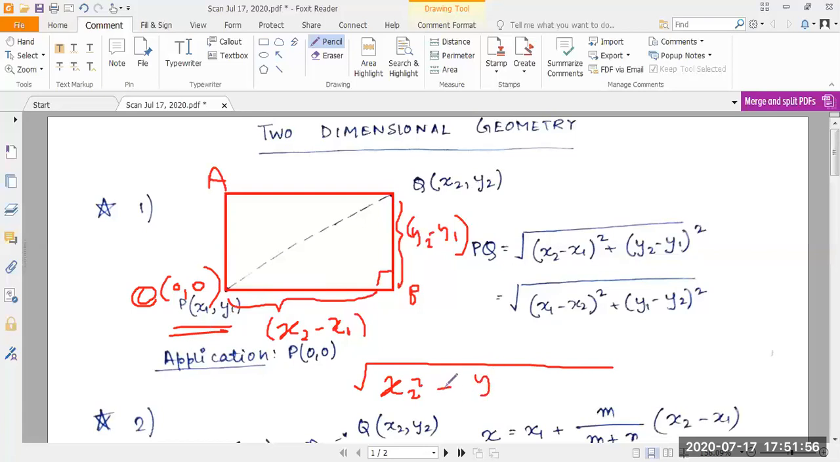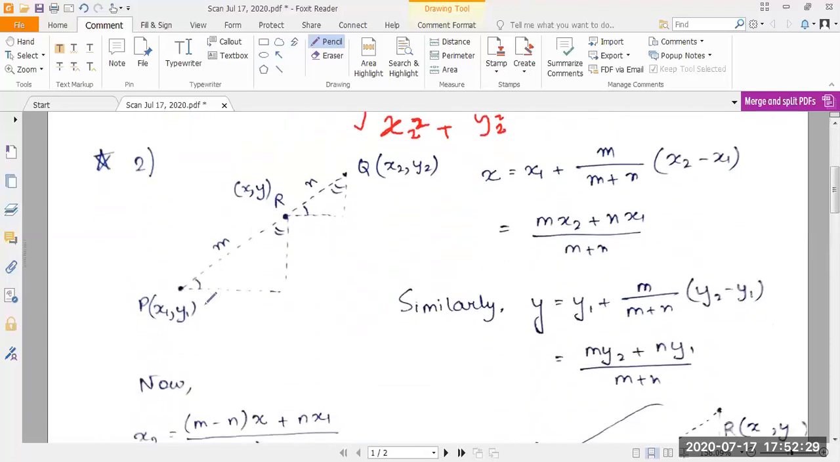plus y2 square. So we don't have this term and we don't have this term, because x1 equal to 0 with respect to the application where P is at the origin, and y1 is also 0 corresponding to the application where we have P equal to the origin. So the formula reduces to root over of x2 square plus y2 square. So that's the distance between 2 points.